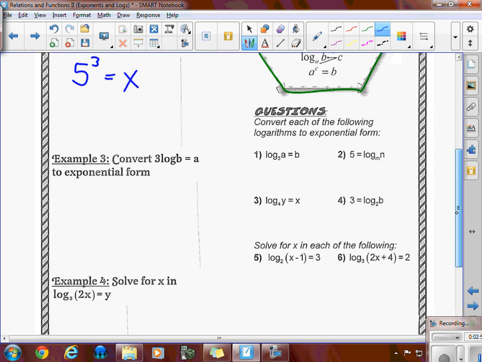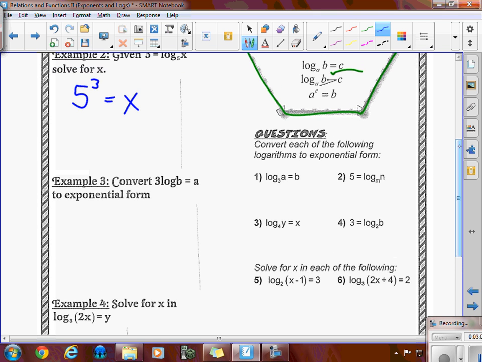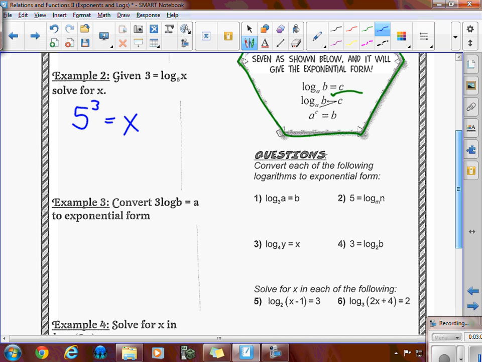Okay, but let's look at this guy. Convert 3 log b equals a to exponential form. Now, this guy's a little different than the ones above it. If I just look up here a little bit further, what's different with this as opposed to this? There's no base, number one, and there's another thing that's different as well. Yeah, there's a coefficient out front of 3, which is different. This guy had none. So what we have to do first is isolate that log statement.